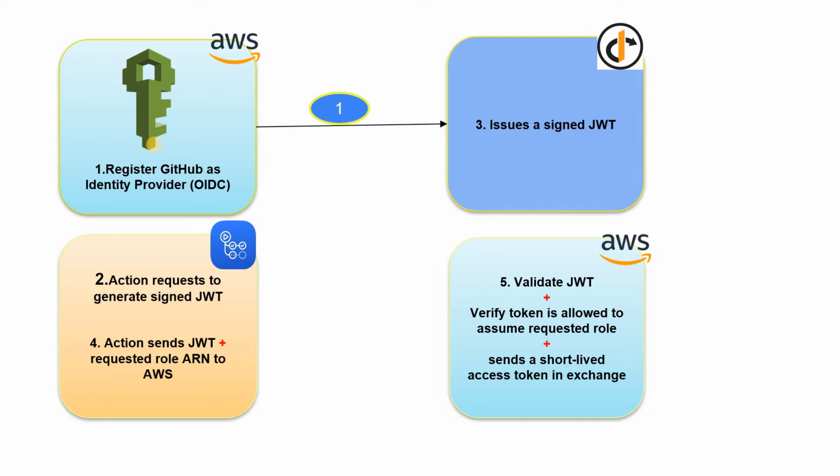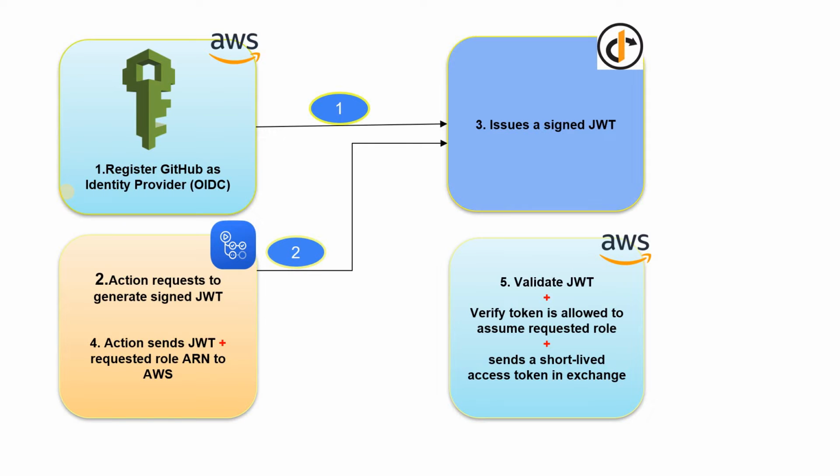Once you have registered your role with the OpenID Connect by configuring the trust, then you will use the same role in your GitHub Actions. Okay, so that's what step 2 tells. When you use that role ARN in the GitHub Actions, and whenever you run that GitHub Action, basically the action requests to generate a signed JWT token. JWT is a JSON Web Token. Yeah, and this is what happens in step 2, right?